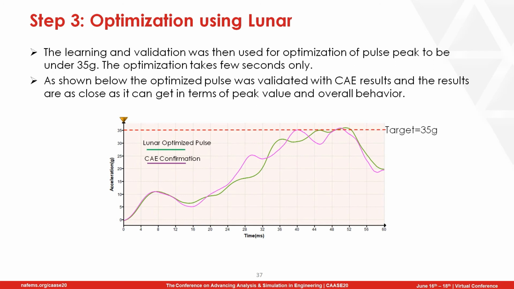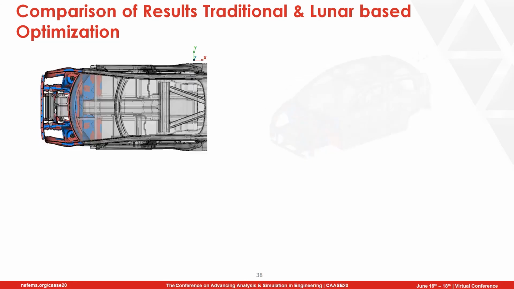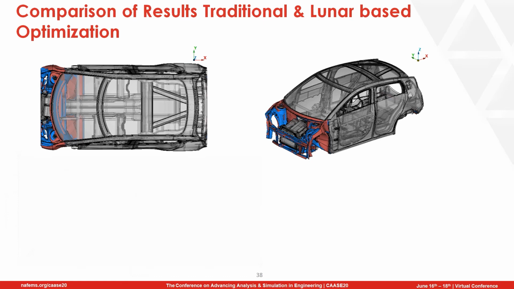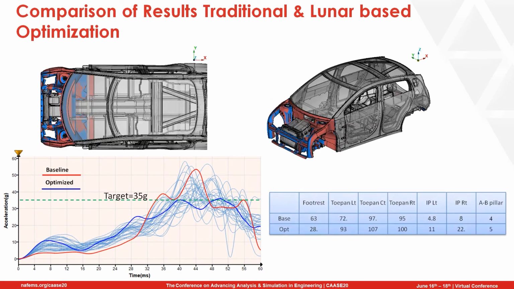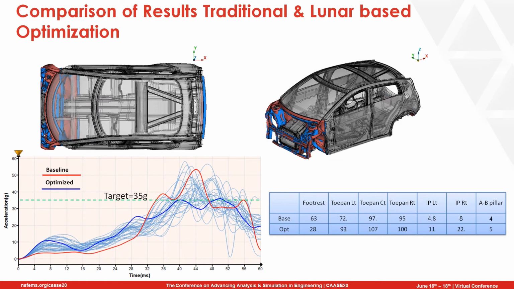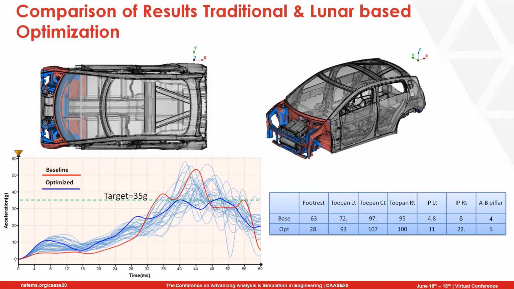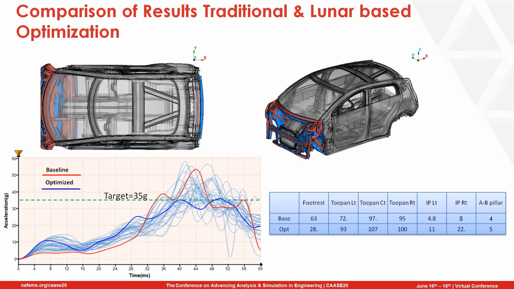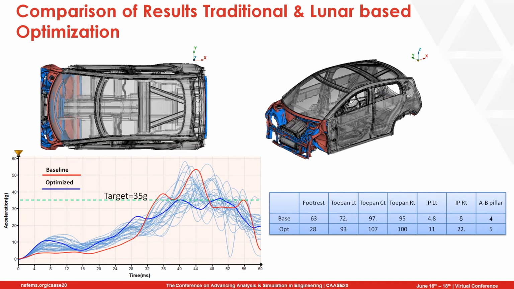The magenta is the CAE confirmation, and Lunar is the green. As you will see in the next slide, we meet all the other requirements as well. In this slide, we have a comparison of the traditional optimization method, which we did with LS-OPT, but it can be done by any commercial software, against Lunar, and see how Lunar does with both animations and actual numbers. As we can see, the prediction and also the optimized results are excellent. The animations coincide very well with the CAE results.